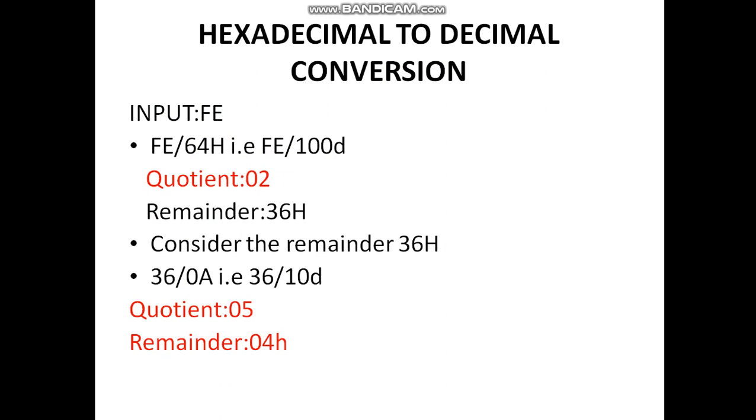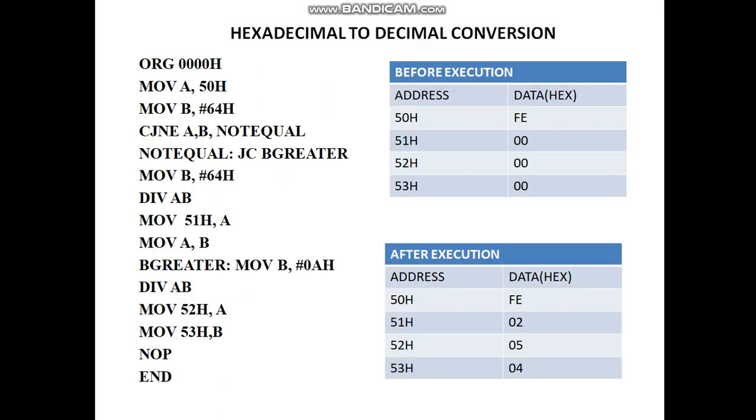This 36 is divided by 10. You get a quotient and remainder. The quotient is stored in 52H memory location and the remainder is stored in 53H memory location. Hence the hexadecimal number is converted to decimal.